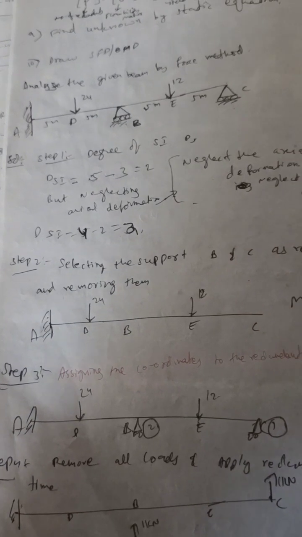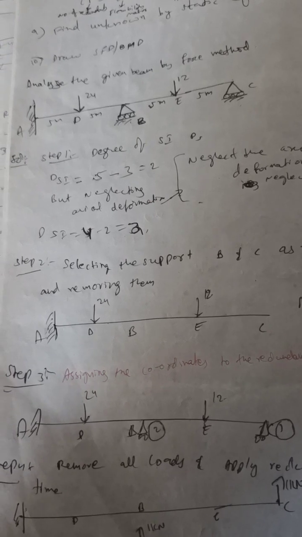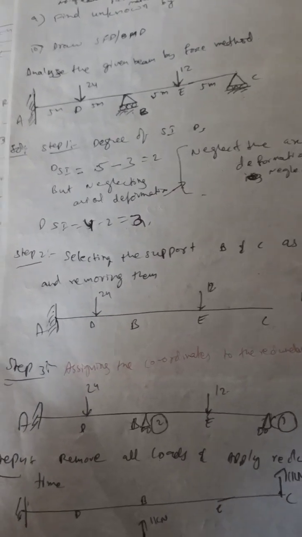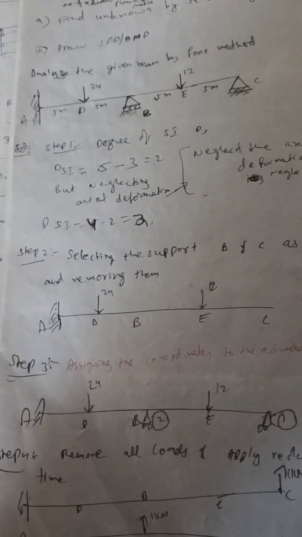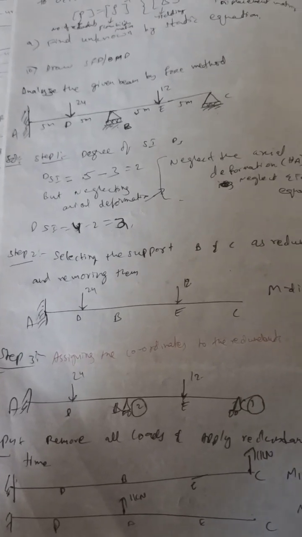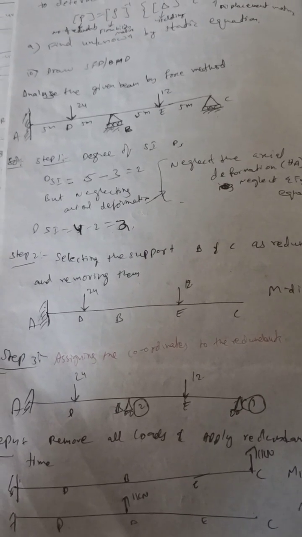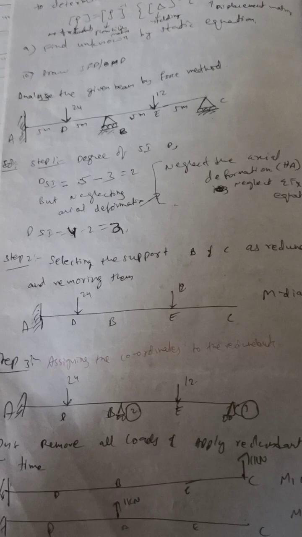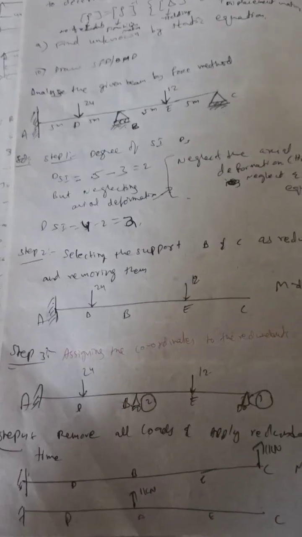Here is a problem on the flexibility matrix method for a continuous beam. You can see a continuous beam here, A, B, C, and at D and E there are point loads. At B there is a roller, at C a roller support, and at A a fixed support. The first step in the flexibility matrix method is to analyze this beam. That means we need to find the final end moments MAB, MBA, MBC, MCB. MCB is anyhow 0 here because there is a roller support at C.